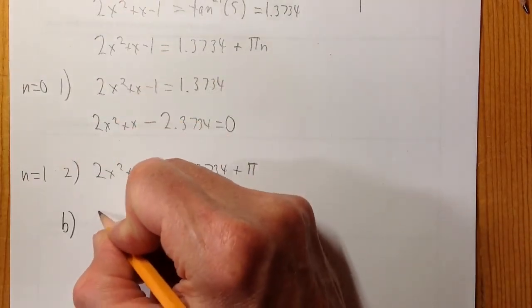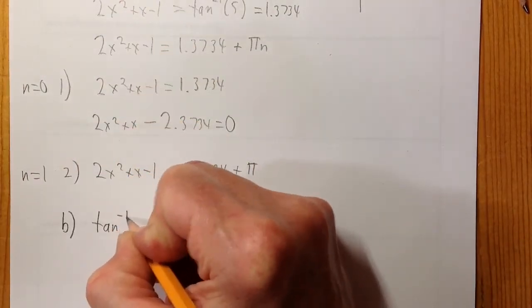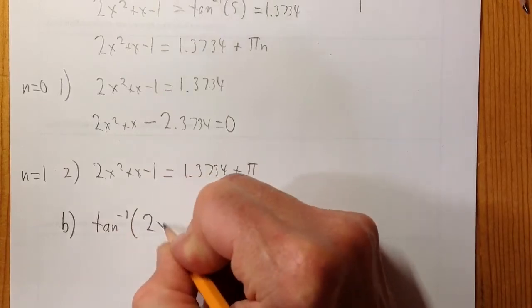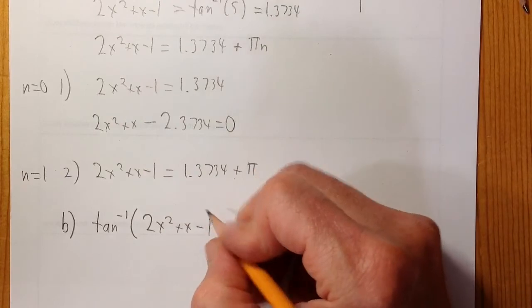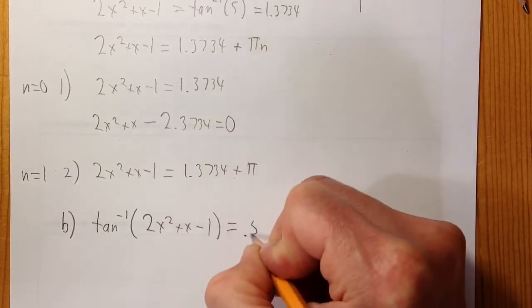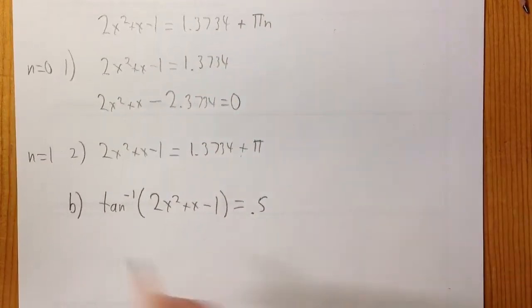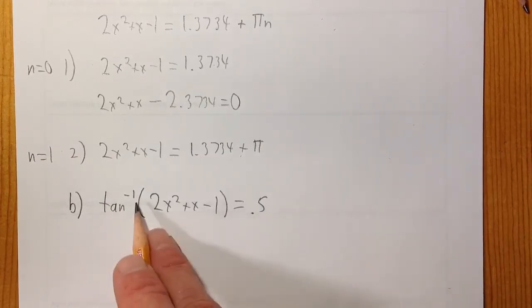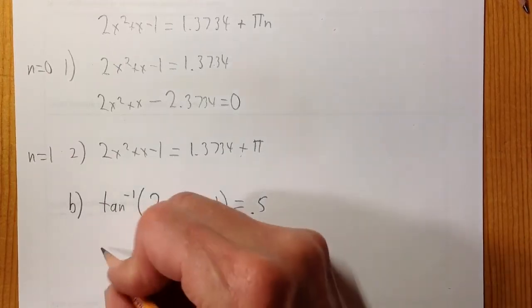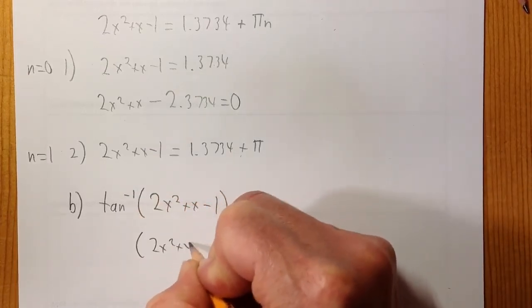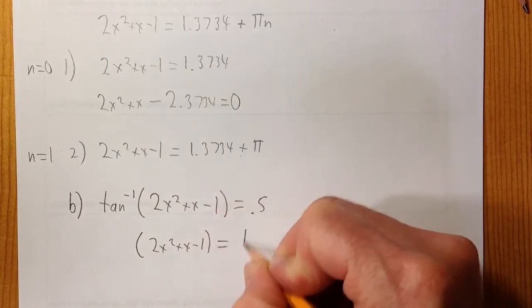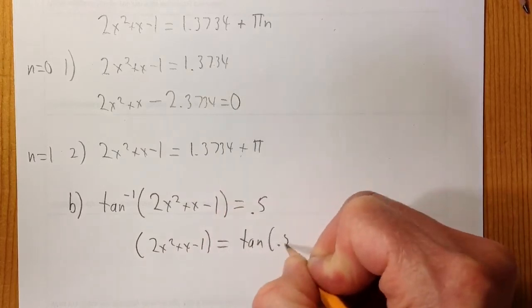trigonometry problem. So they say what values of x satisfy the inverse tangent of, they're using the same 2x squared plus x minus 1 equals 0.5. Okay, to get rid of inverse tangent, we take the tangent of both sides. Tangent and inverse tangent get rid of each other. So take the tangent of both sides, then we're just left with 2x squared plus x minus 1 equals the tangent of 0.5.